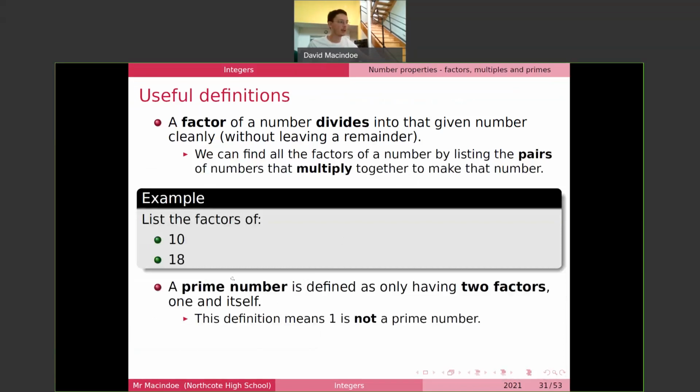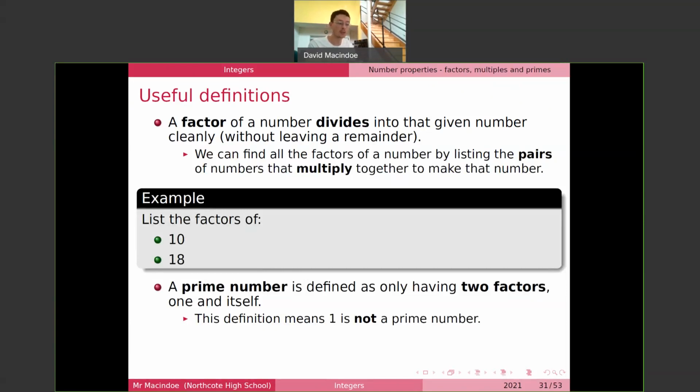There we go. One thing that comes up when we're talking about factors is the idea of prime numbers. A prime number is defined these days as only having 2 factors, 1 and itself. Now you might think the number 1 seems like it should be a prime number. It seems pretty special. But if you think about this definition carefully, 1 only has 1 factor, 1. So it doesn't fit into our definition.